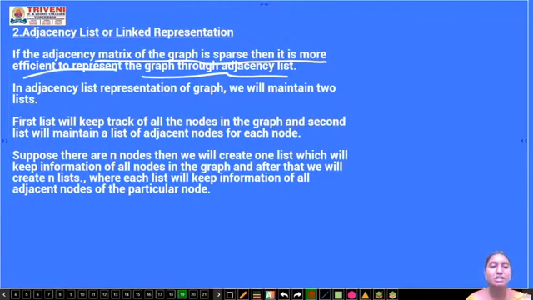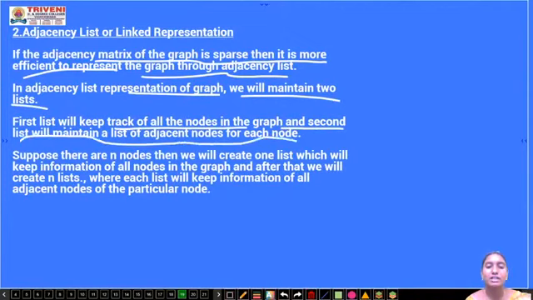In adjacency list representation of a graph, we will maintain two lists. The first list will keep all the nodes in the graph, and the second list will maintain a list of adjacent nodes for each node. ఒకదానికి వచ్చేటప్పటికి ఆల్ ది నోడ్స్ ఏవైతే ఉన్నాయో వాటన్నిటిని యూజ్ చేస్తే, సెకండ్ వచ్చేటప్పటికి మెయింటైన్ ఏ లిస్ట్ ఆఫ్ adjacent nodes for each node. ఒక్కొక్క నోడ్లో ఎన్నైతే ఉన్నాయో అన్నిటిని అది తీసుకుంటుంది.